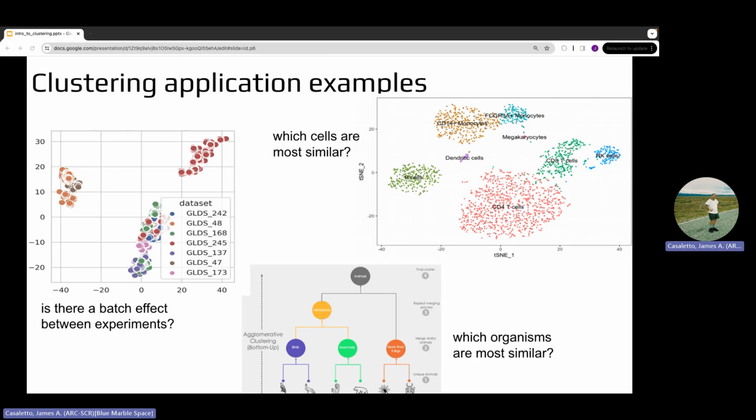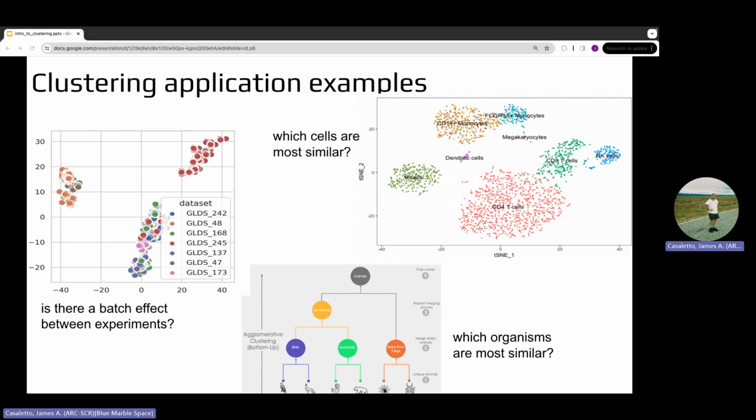All the samples from GLDS 168, for example, are in their own isolated cluster, and GLDS 48 and GLDS 47 share a cluster distinct from the others. A second example of a clustering application in space biology research is on the top right of the slide, and it asks the question, which cells are most similar?